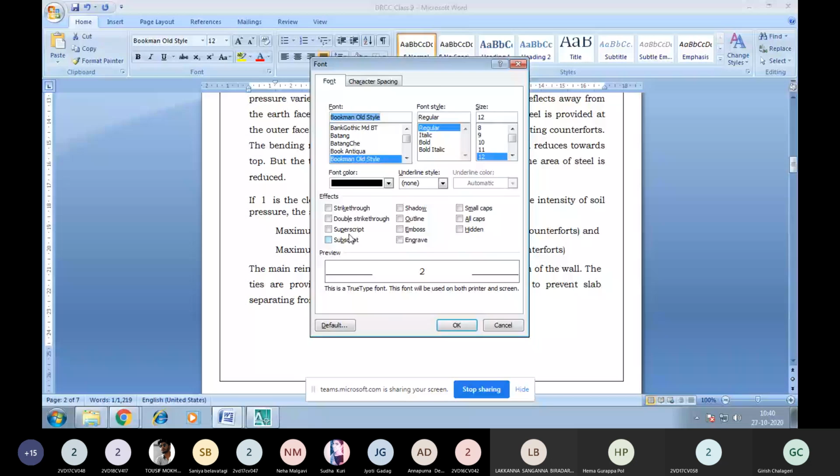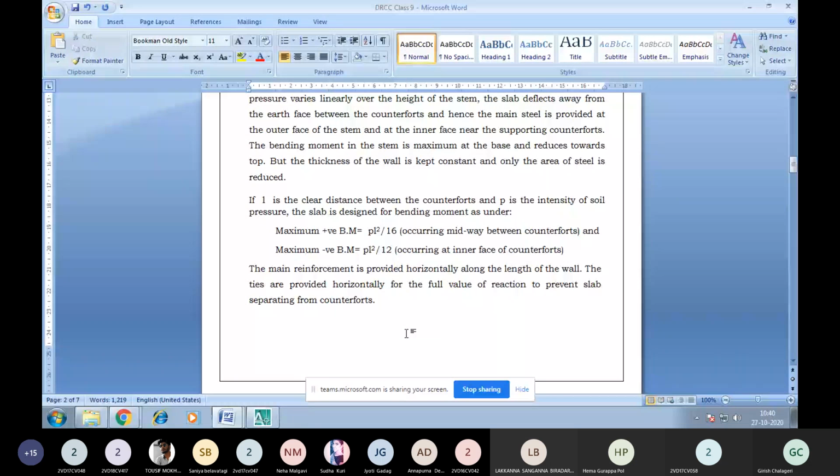So the maximum positive moment will be PL square by 16 at the midspan, and PL square by 12 will be the maximum negative moment at the edges. Depending upon the moment, as I told, the pressure on the stem will be maximum at the bottom of the stem. So there we get PL square by 12 as the maximum moment. P stands for the intensity of pressure by the soil. L stands for the distance between the counterforts, between the stem what we have provided.